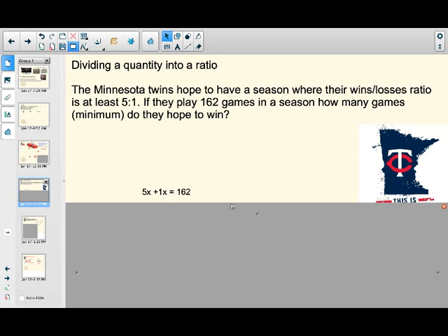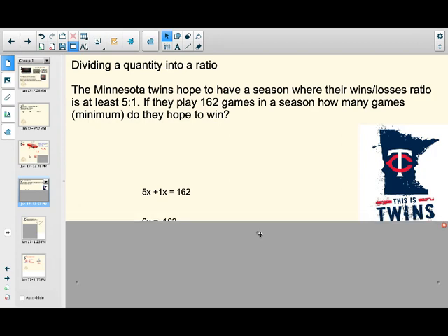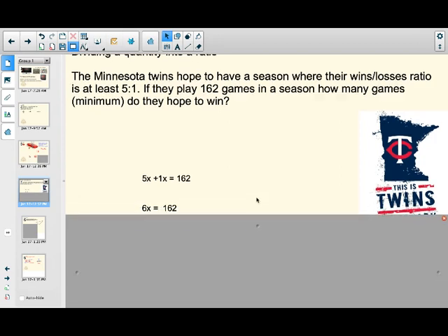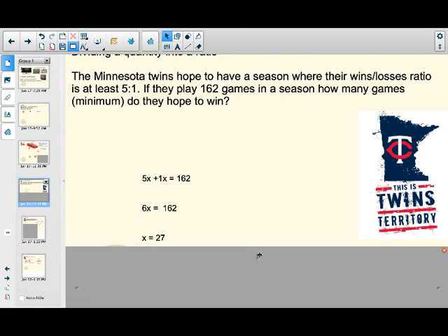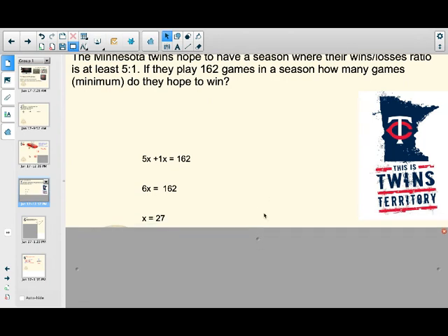Well, right now it's just a basic algebra problem. We're going to add 5x plus 1x. That gives us 6x. We have 6x is equal to 162. Well, that gives us x equals 27.